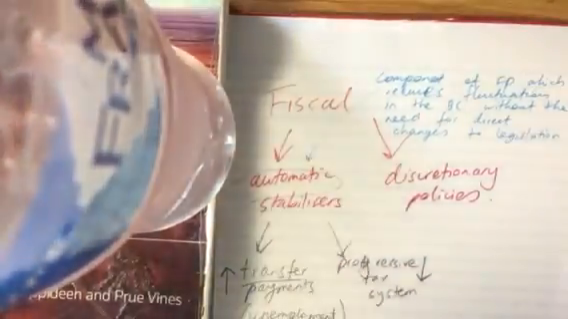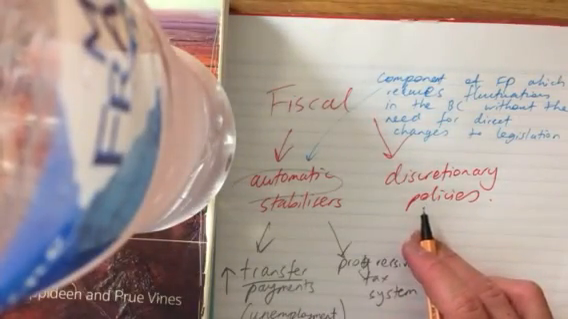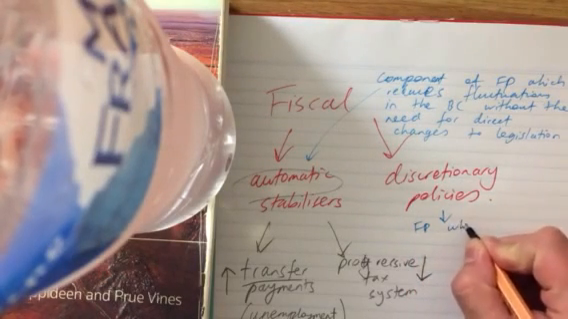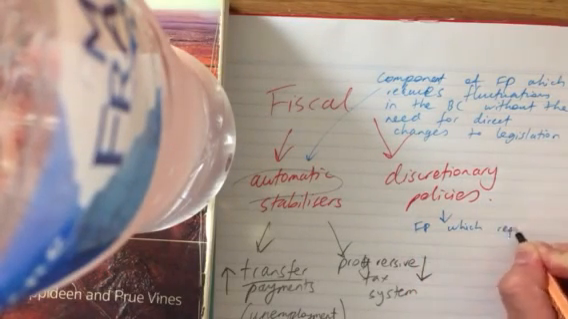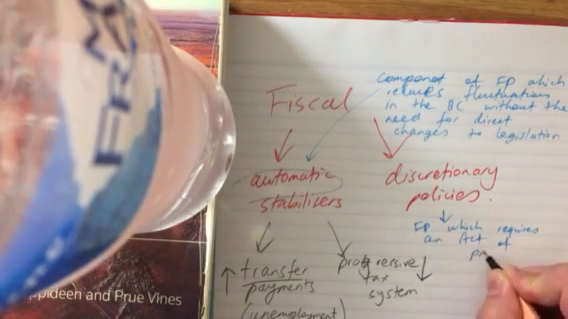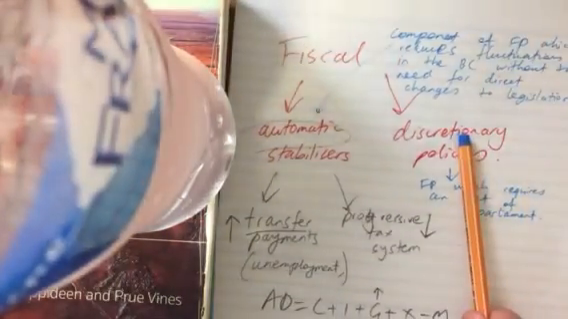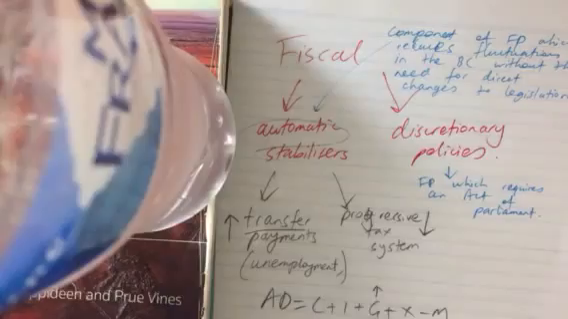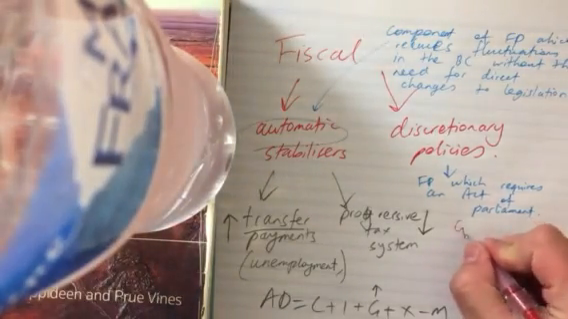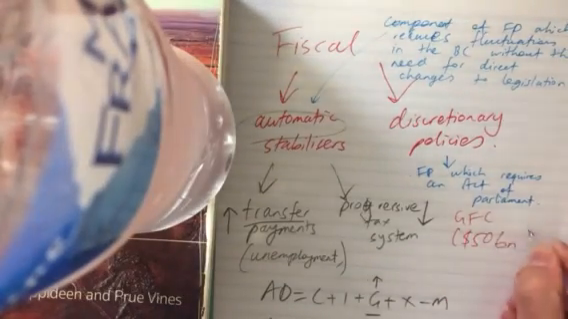There we go. Discretionary policies. So discretionary policies require an act of Parliament. Fiscal policy, which requires an act of Parliament. When do we use discretionary policies? We use this if the economy is going really badly. So say in the GFC, we had a $50 billion fiscal stimulus.